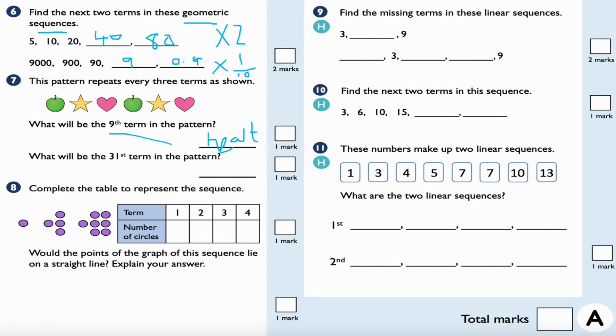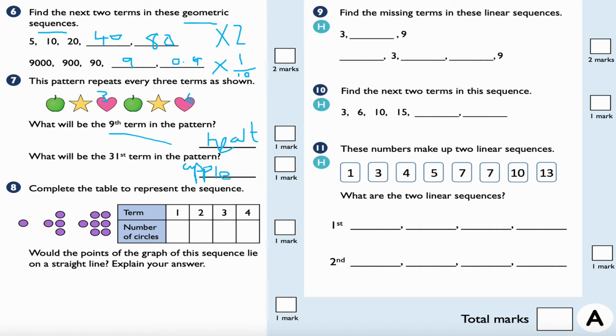Okay, what about the 31st term? Okay, so the 30th term most likely will be this one, because it's following like every 3, 6, and then it's going to be 9, 12, 15, 18, 21, 24, 27, 30. So it's going to be the apple, okay, or the green apple. It'll be the 31st term.